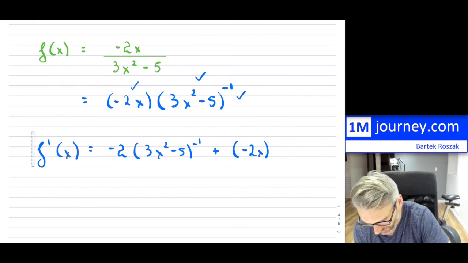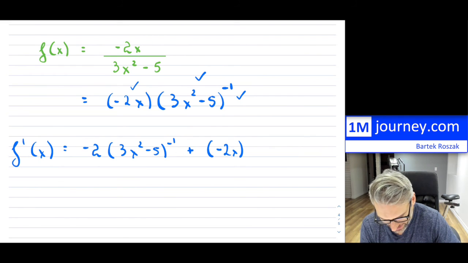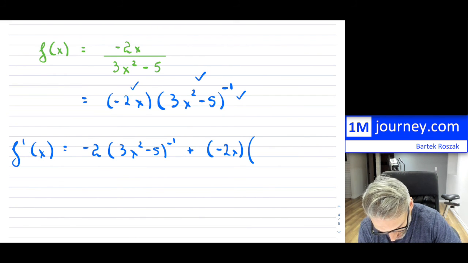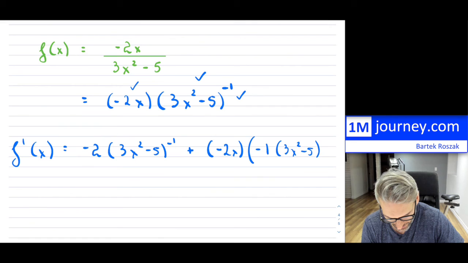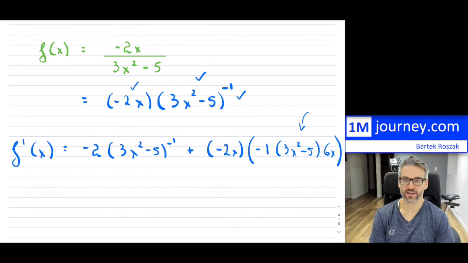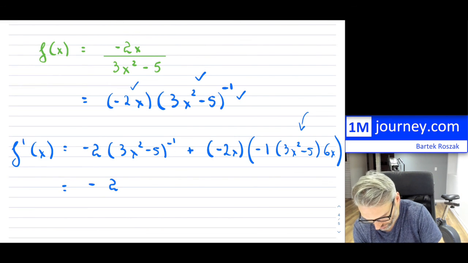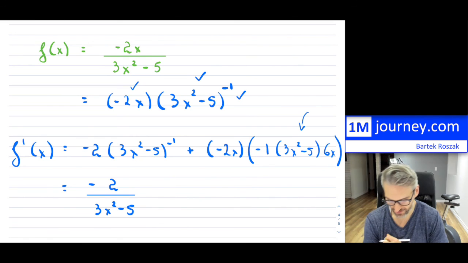So now the derivative of that second one is indeed negative 1 times the 3x squared minus 5 times the actual derivative inside, which is 6x. And that is it. And now from here, it's actually much easier to try to massage this. This is just negative 2 all over 3x squared minus 5.